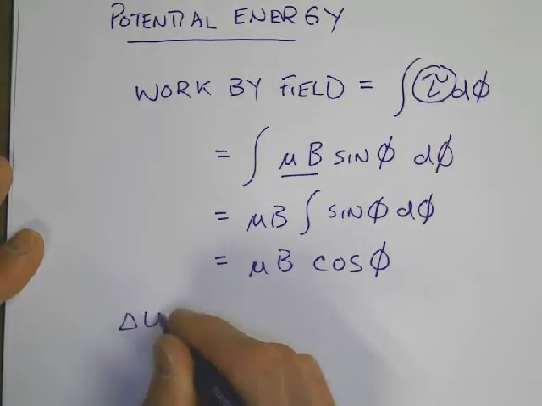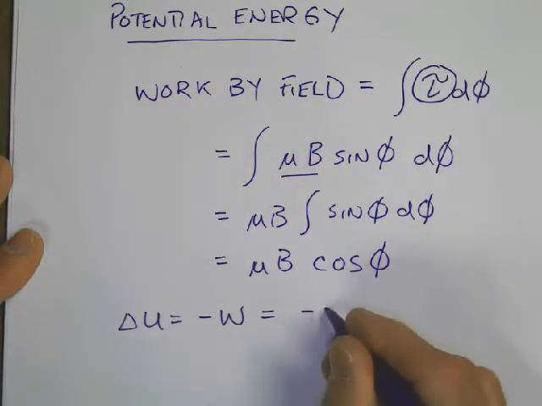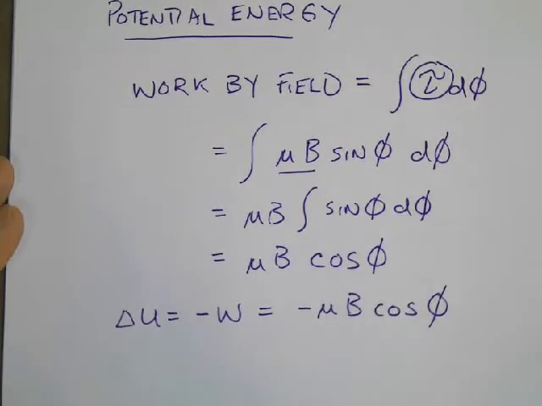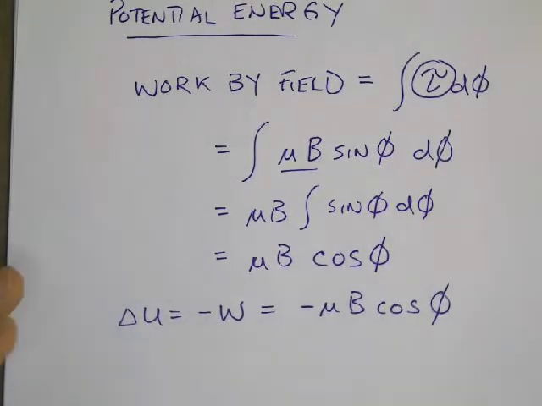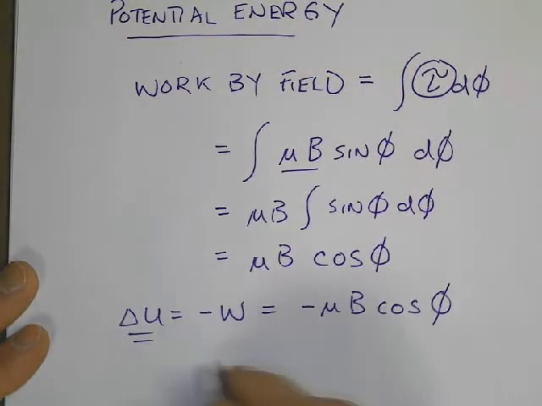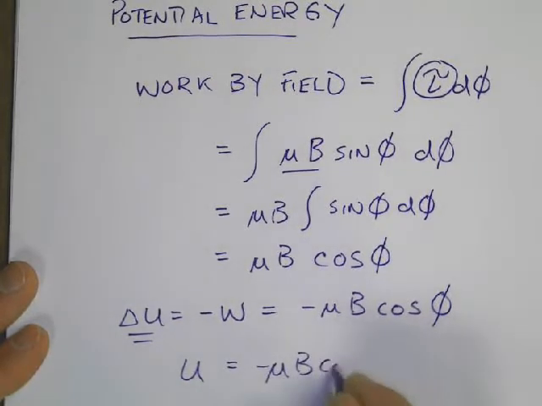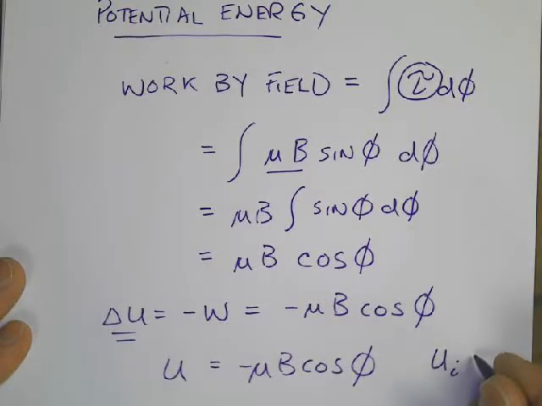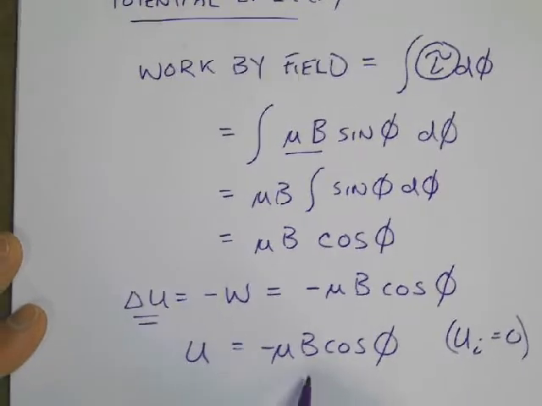We know that the change in energy is always going to be the opposite of this work. So that's going to tack a negative sign on there. And oftentimes, instead of saying delta U, we'll just say that the potential energy is equal to that, because we assume that the initial potential energy is equal to 0. So this is how you find the potential energy that's stored.